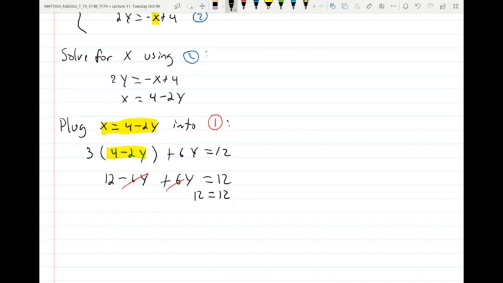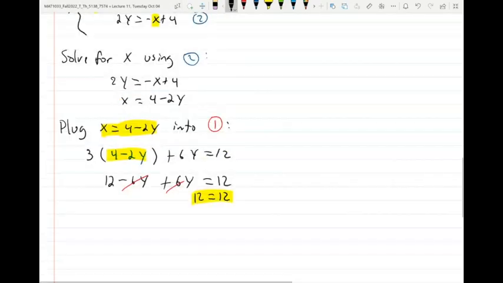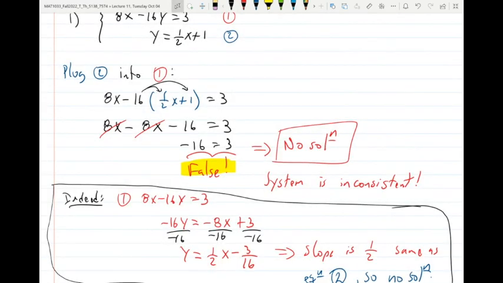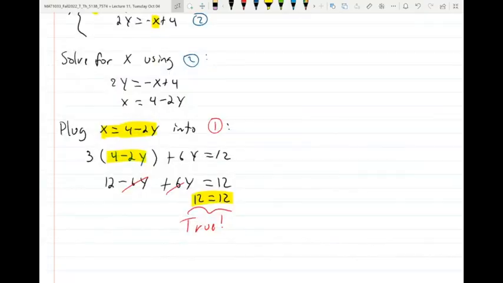So what's happening here? This is always true. What do you think this means? So before, we got something that didn't make sense, that was false, and then the conclusion is that there is no solution. The lines are parallel. So what do you think this case is telling us? We have at least one solution. At least one solution, but only one or more?